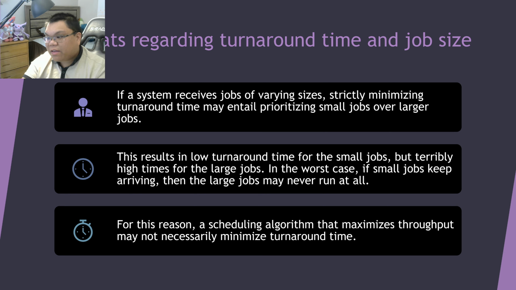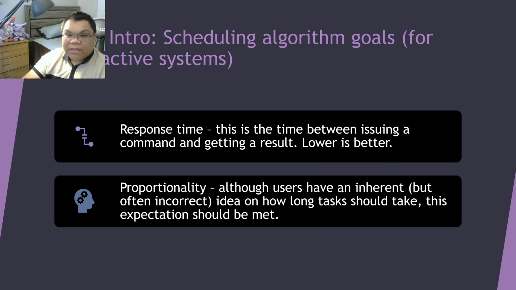For this reason, a scheduling algorithm that maximizes throughput may not necessarily minimize turnaround time. Okay, so these are the goals for interactive systems. Basically, response time: this is the time between issuing a command and getting a result.